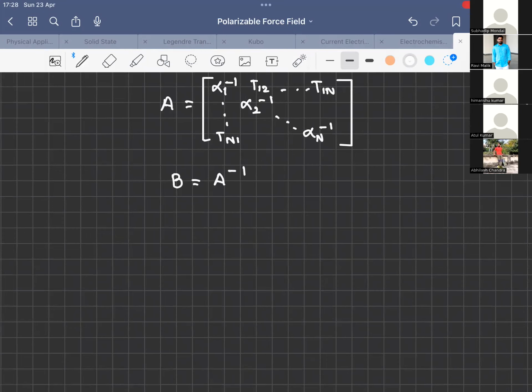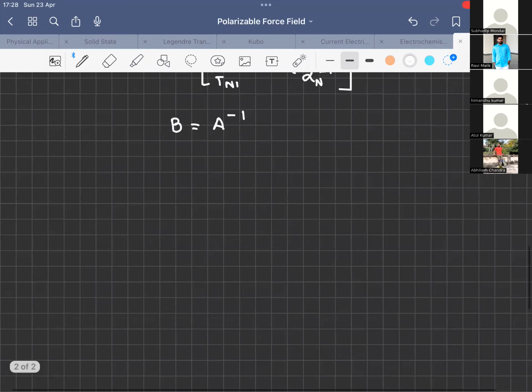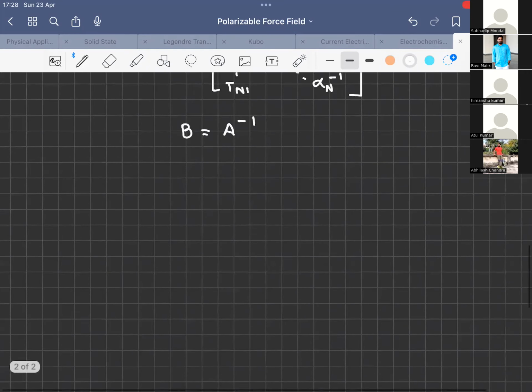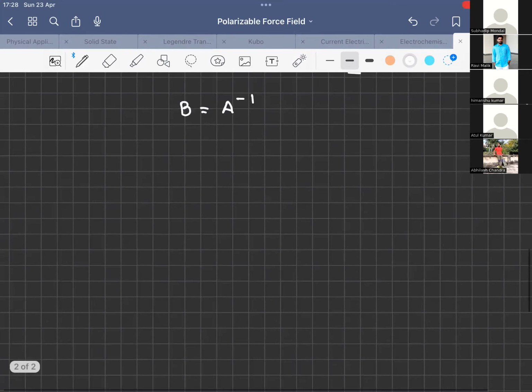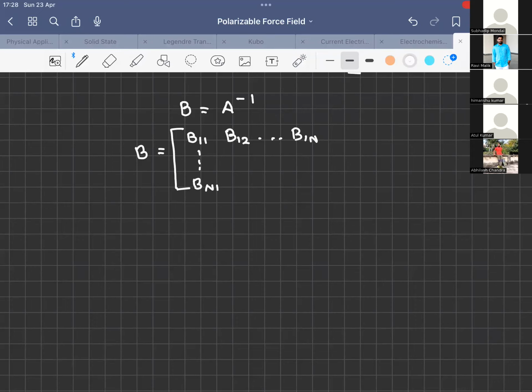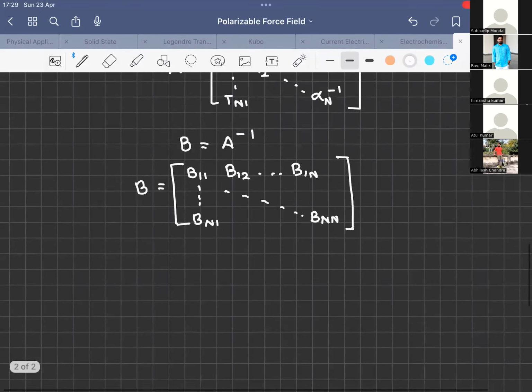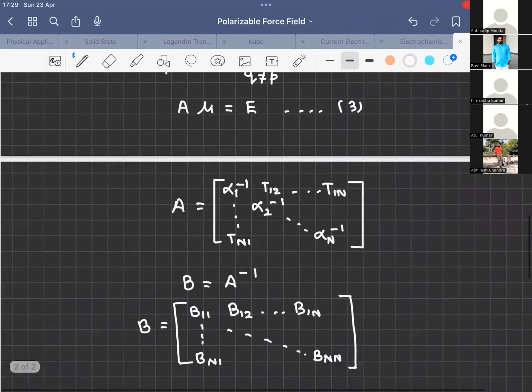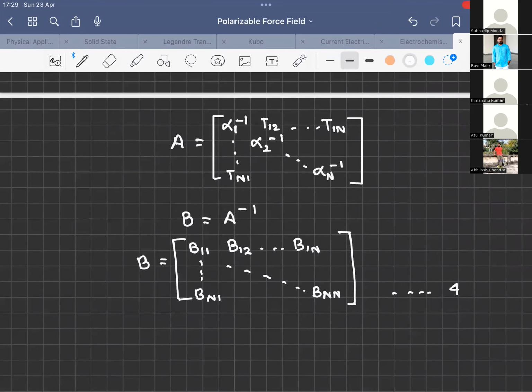So the form of the B matrix, you can write this form of the B matrix. These notations are important. They write this B matrix as a partitioned matrix here, 3 by 3 elements. So it's B11, B12, up to B1n, and the column there is Bn1. So from this equation 3, you can write this form of B as equation 4.